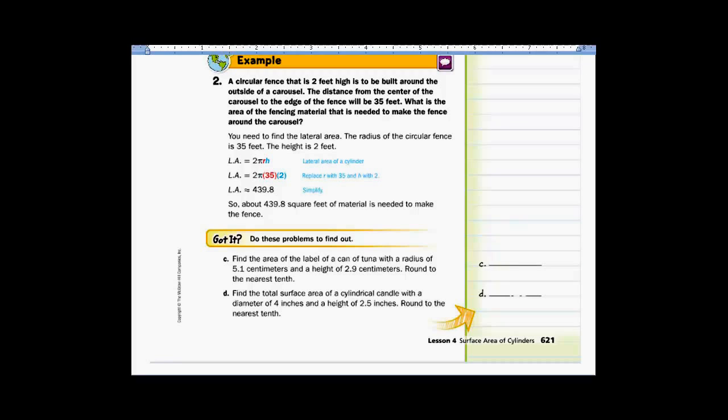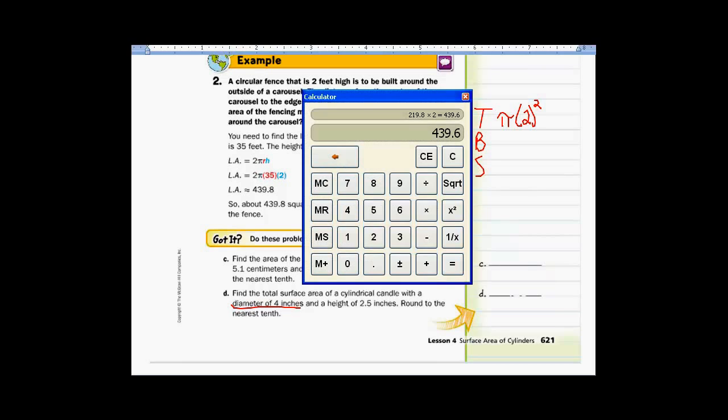Get my pen back here. Top, bottom, sides. Area of the top is pi times radius squared. It says the diameter is 4, so make sure you catch that. It's pi times radius, which is 2, squared, so it's not 4 squared. All right, so we've got 3.14 times 4, which is 2 squared. I get 12.56. It's a popular number today. Bottom is 12.56.